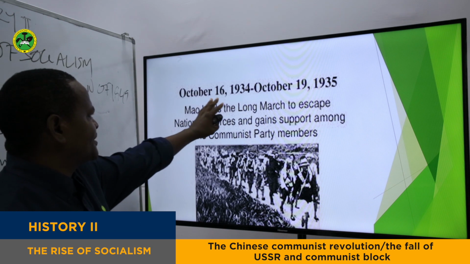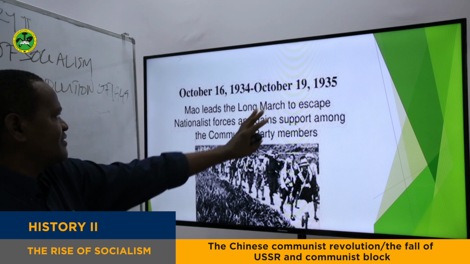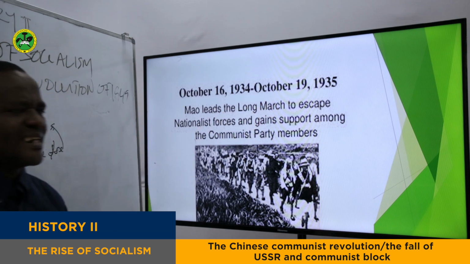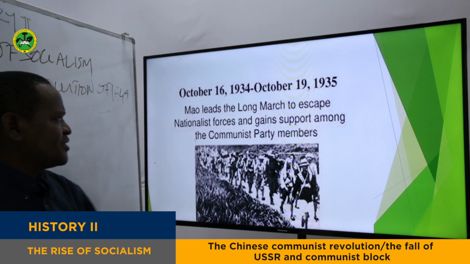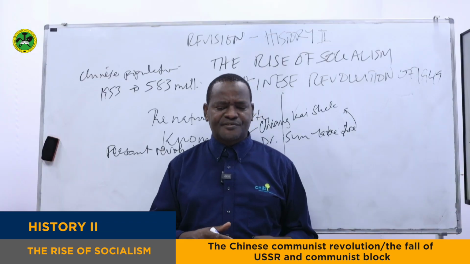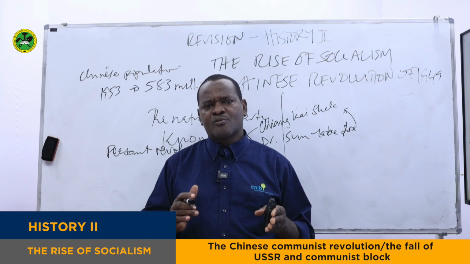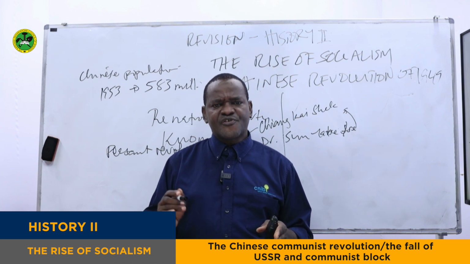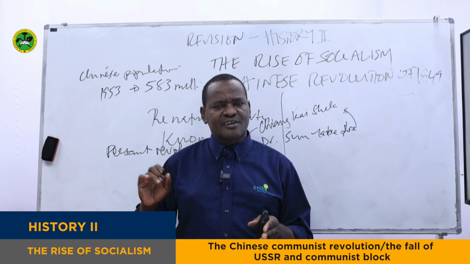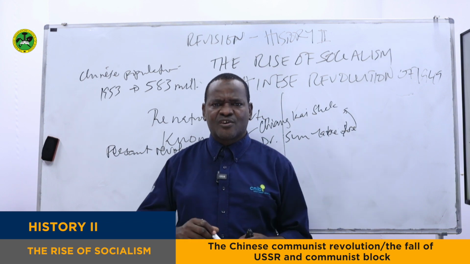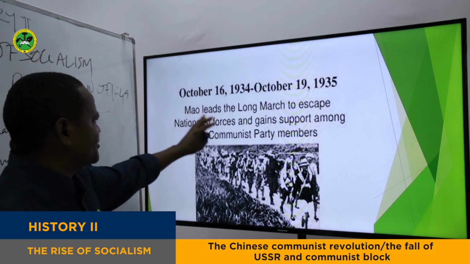It's also because of this poor transportation that from October 16th, 1934 to October 1935, that means in 1 year, Mao Zedong led a long march to escape the nationalist forces and gain support of communists in the village areas. That means there is what is called a long march, where the group of communists led by Mao Zedong, trying to escape the nationalist soldiers from Beijing, started to walk from one part of China to the other end of China. In fact, it was a 10,000 kilometers walk from one part of China to another, and this is called a long march.